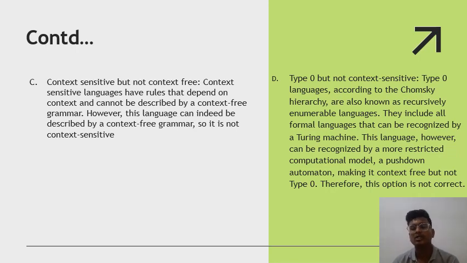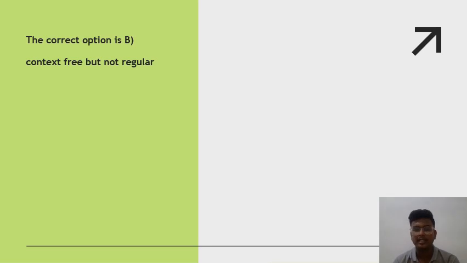And the last option is type 0 but not context sensitive. Type 0 languages, according to the Chomsky hierarchy, are also known as recursively enumerable languages. They include all formal languages that can be recognized by a Turing machine. This language, however, can be recognized by a more restricted computational method, a pushdown automaton, making it context-free but not type 0. Therefore, this option is not correct. So we can say that the correct option is B: this language is context-free but not regular.